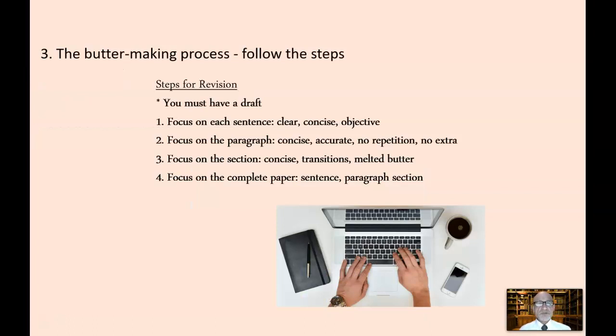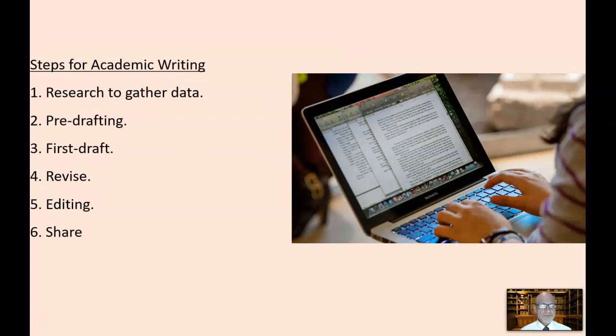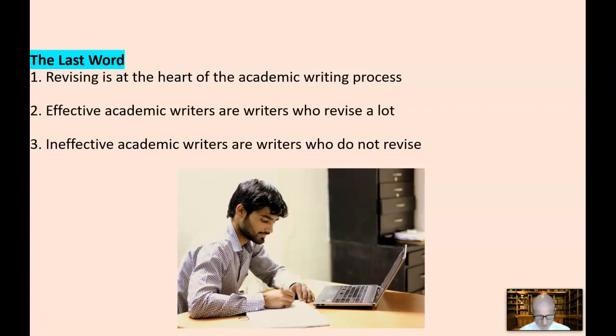And the melted butter steps again. You must have your draft, focus on each sentence, clear, concise, objective. Focus on the paragraph, concise, accurate, no repetition, no extra ideas or words. Focus on the section, concise, transitions, melted butter, then focus on the complete paper. And again, these are the steps for academic writing. Research to gather data, your pre-draft. We looked at first draft and revising. In the next videos, we will be looking at editing and sharing.